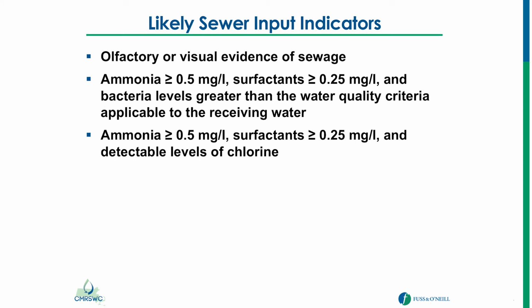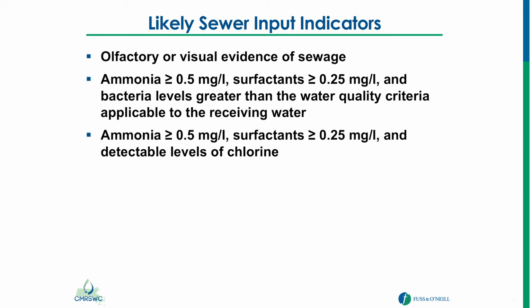So, likely sewer input indicators. The permit does specify this. This is in one of the footnotes. You have a likely sewer input if you have any olfactory or visual evidence. So if you see toilet paper, or if you have any smells that would indicate sewage. You also have a potential illicit connection if you have ammonia greater than 0.5 milligrams per liter, 0.25 milligrams per liter of surfactants, and bacteria levels greater than the water quality criteria applicable to that receiving water. So it needs to have all three, not just one.